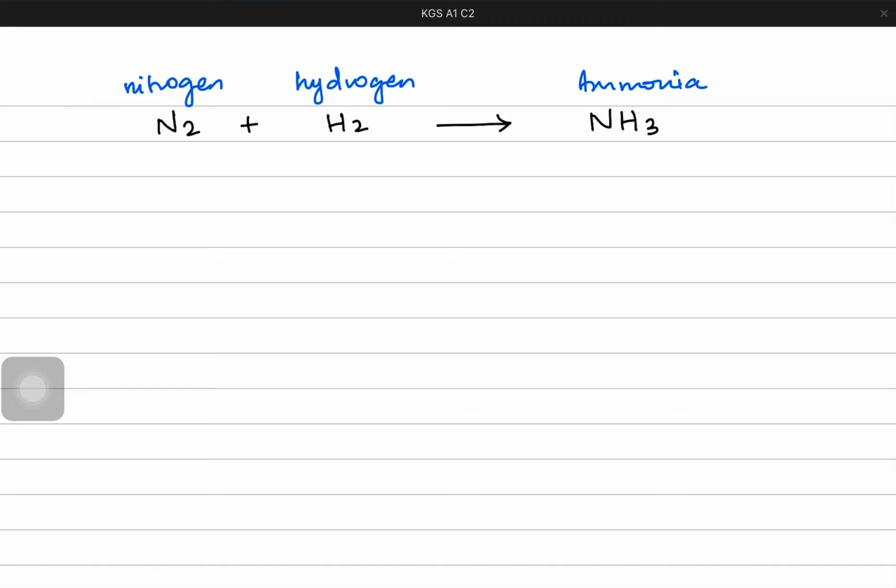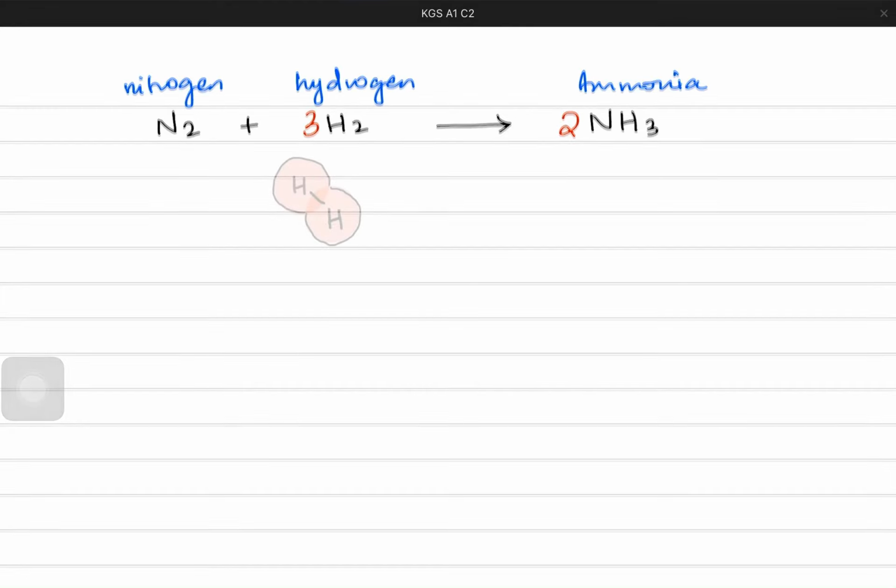Let's try another reaction, and this time let's pick the Haber process of making ammonia. When we balance this equation, nitrogen and hydrogen react to give us molecules of ammonia. We can see that the atoms are not balanced. Balancing is really important over here because it is based on the number of balanced bonds. 3 moles of hydrogen react with 1 mole of nitrogen to give us 2 moles of ammonia.